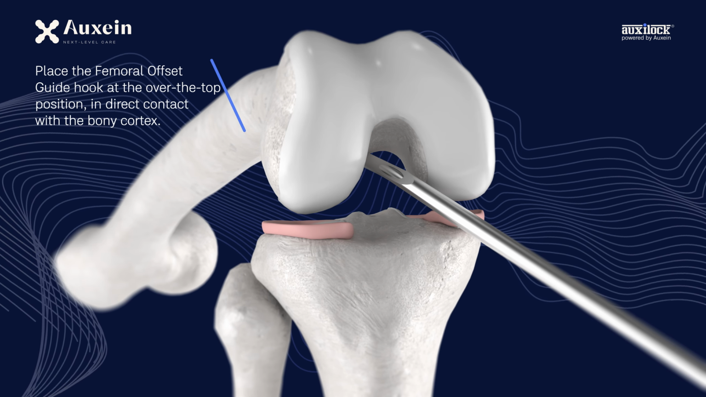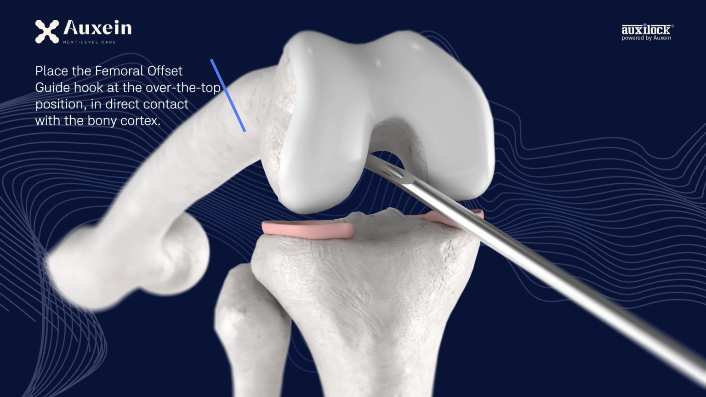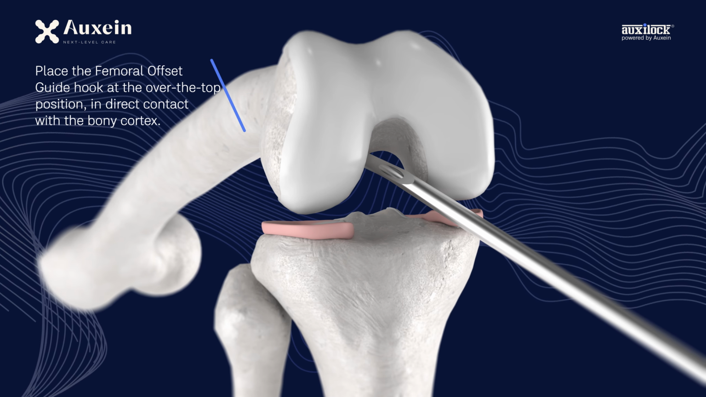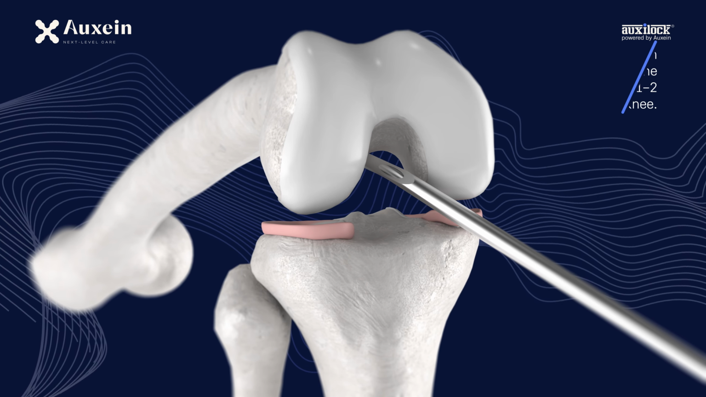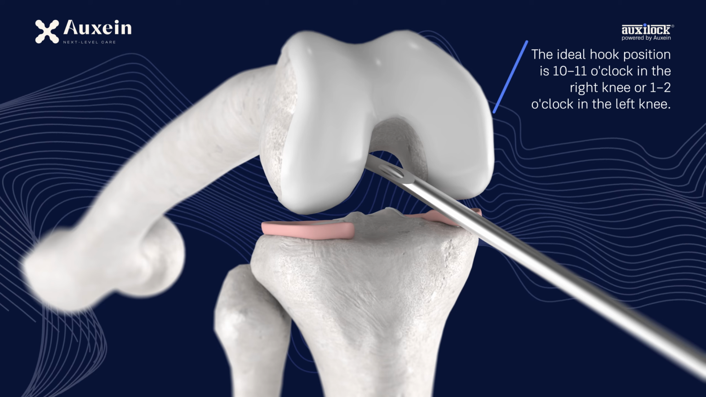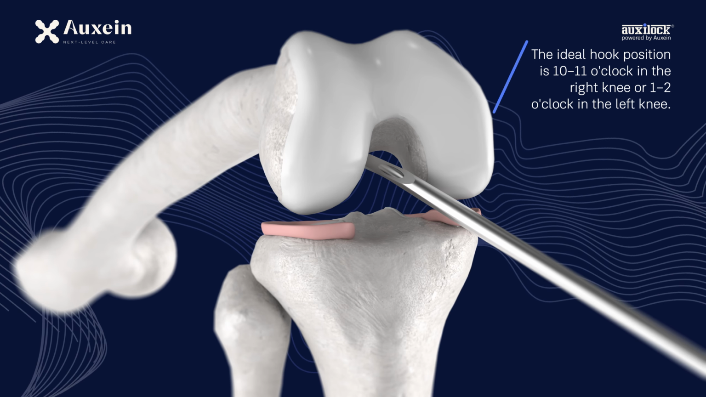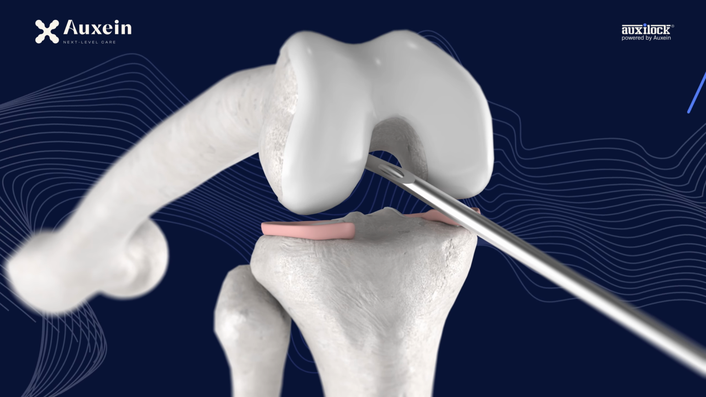Place the femoral offset guide hook at the over-the-top position, in direct contact with the bony cortex. The ideal hook position is 10 to 11 o'clock in the right knee or 1 to 2 o'clock in the left knee.